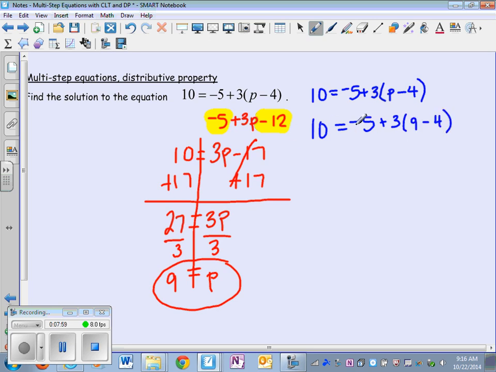And we're checking that everything on the right-hand side will simplify to be 10. So using order of operations, and if you'd like to distribute, you can, but you don't have to. If we just want to do 9 minus 4 first to get 5, 3 times 5 is 15, and negative 5 plus 15 does equal positive 10, so that is the correct answer.